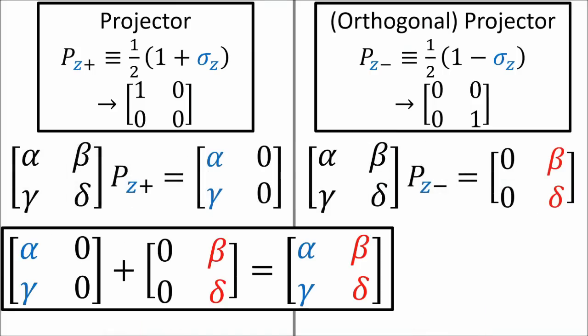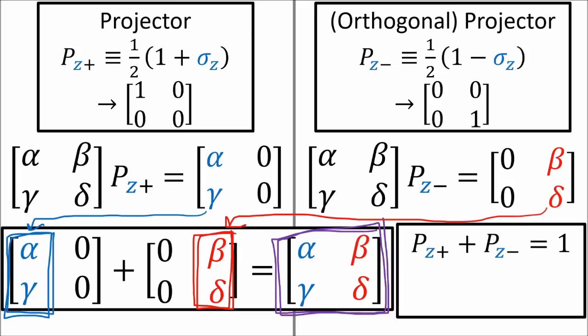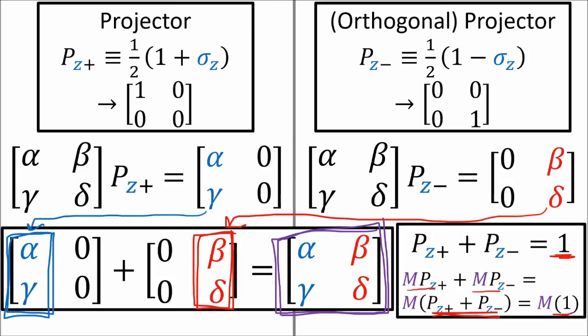Notice that if we add these two projections, we get the original matrix back. This is because when we add the two projectors together, we get 1, which is the identity matrix, which doesn't change anything through multiplication. So when we add the two matrix projections together, we can factor out the original matrix and sum the projectors to 1, which gives us back our original matrix.